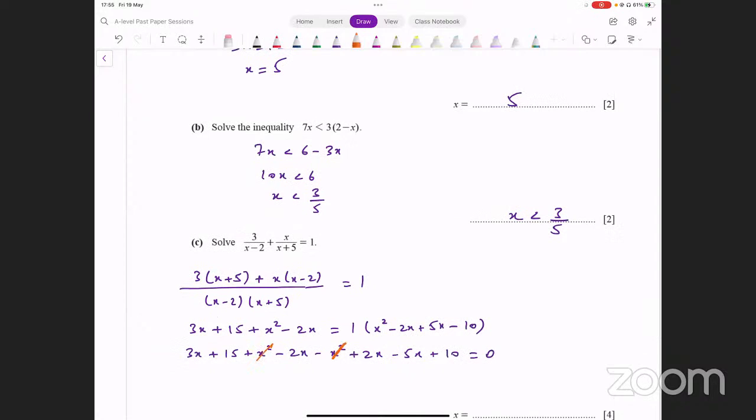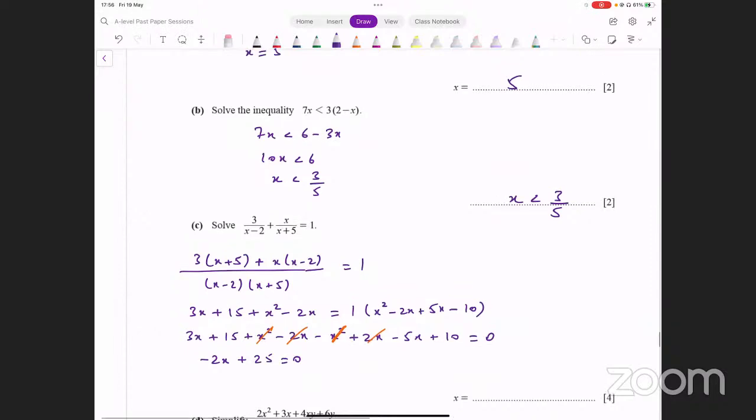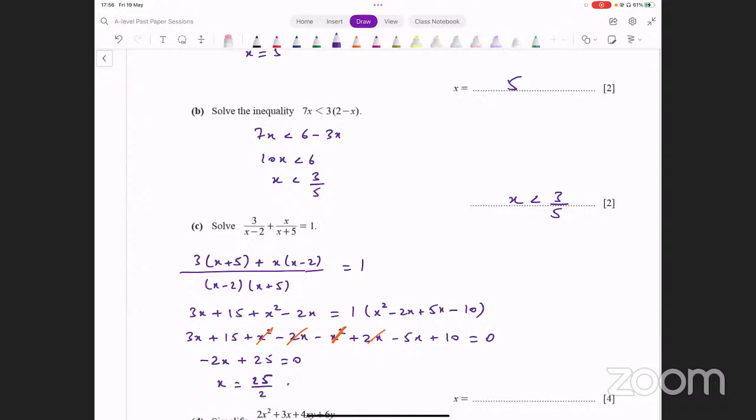X square and x square get cancelled. X वाली terms कौन सी हैं? 3x minus 2x, that's x. X plus 2x, ये दोनों in fact cancel हो गए in any case. And we have 3x minus 5x, that's minus 2x. And then the constants, 15 and 10, that's going to give us plus 25 equals 0. X equals 25 over 2, which is 12.5. And that is what we were looking for here. This is the value of x, 12.5.